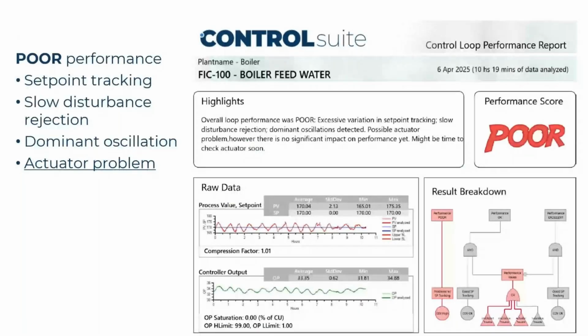So this is the performance report for FIC 100. The system is pointing us to a potential issue with the actuator. So why don't we look a little deeper to see if we can get that problem fixed, and then look at our data to see if it improved our target loop.